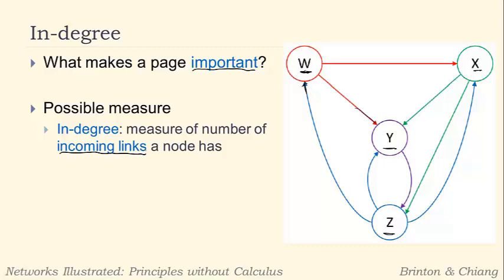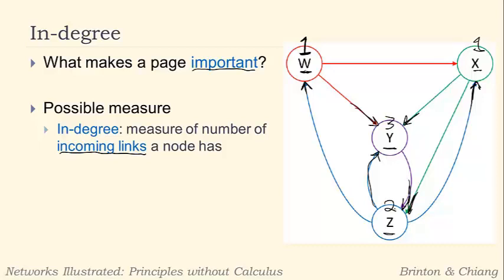So let's try to get the in degree here. We said W has 1 incoming link from Z, so we're just counting the number of incoming arrows. So W's in degree is 1. Y has 3 incoming links, 1 from W, 1 from X, and 1 from Z. So the in degree of Y is 3. X has 1 incoming link, just 1 coming in from Z over here. So this is just 1. And Z has 2 incoming links, 1 from Y and 1 from X. So this would be 2.